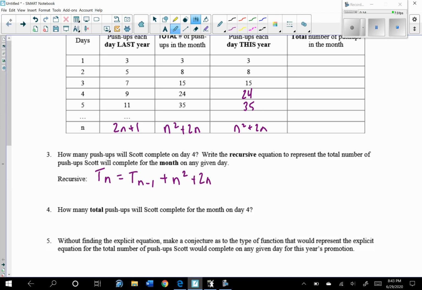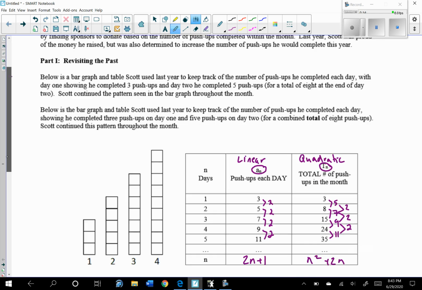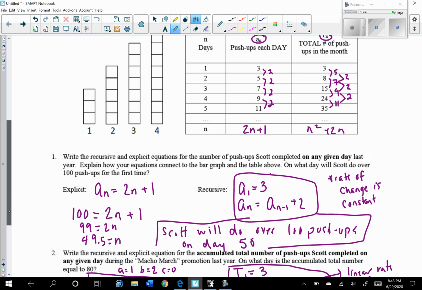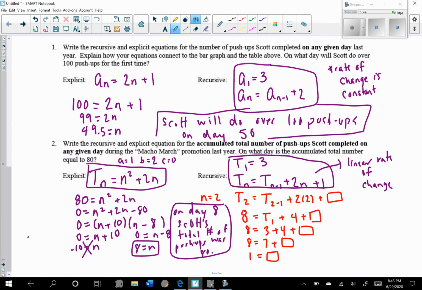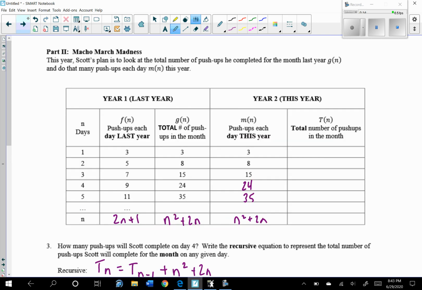So same thing if you go back to this page here. Notice that for when we did something that was quadratic, the answer from the first column where we got the explicit becomes our explicit rate of change over here, or for the recursive. And so that means that this is going to be n squared plus 2n. So the total number of push-ups in the month, so 3 plus 8, so we start off with first with 3, I should say.